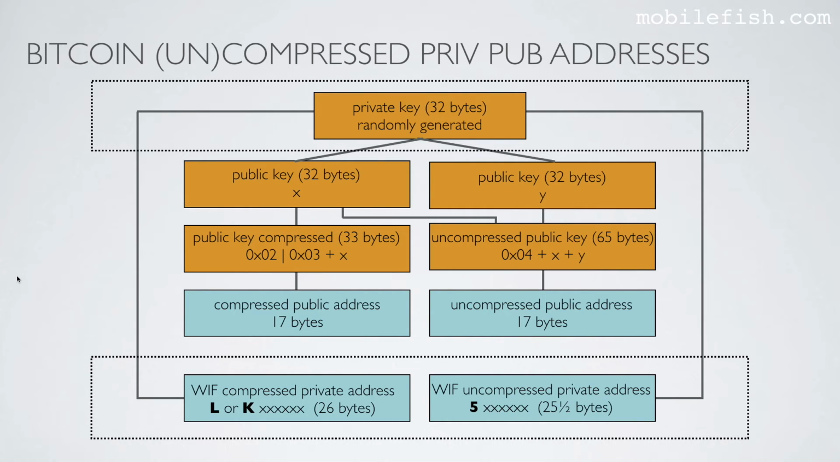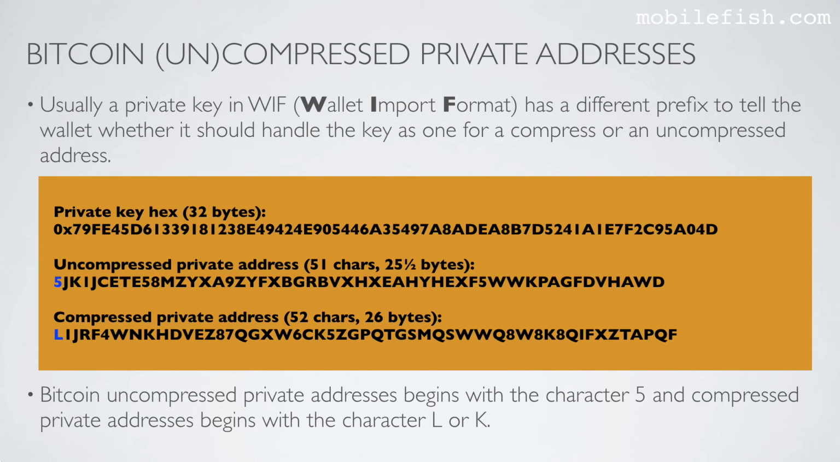In the following slide, I will show you an example of a wallet input format compressed private address and a wallet input format uncompressed private address. According to this drawing, both private addresses are created using the private key. A Bitcoin compressed private address begins with the character L or K, and the Bitcoin uncompressed private address starts with the character 5. Usually, a private key in wallet input format has a different prefix to tell the wallet whether it should handle the key as one for a compressed or an uncompressed address.